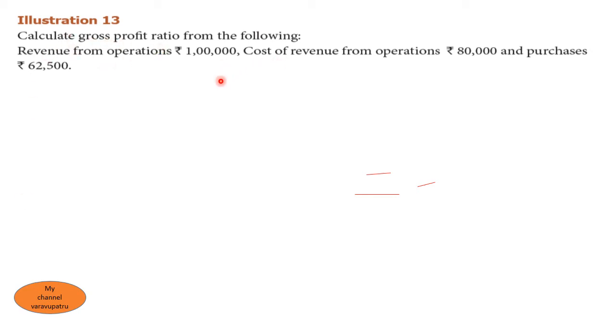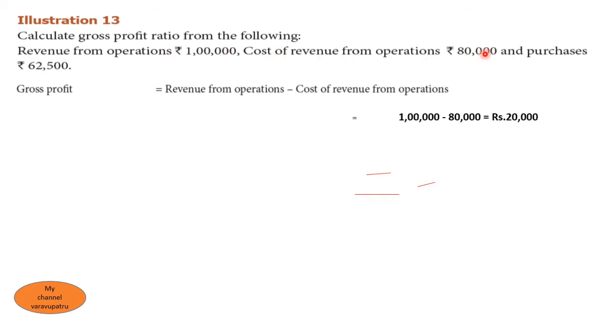Calculate gross profit ratio from the following. Gross profit is equal to revenue from operation minus cost of revenue from operation. Revenue from operation is 1 lakh, cost of revenue from operation is 80,000. 1 lakh minus 80,000, 20,000 is the gross profit.